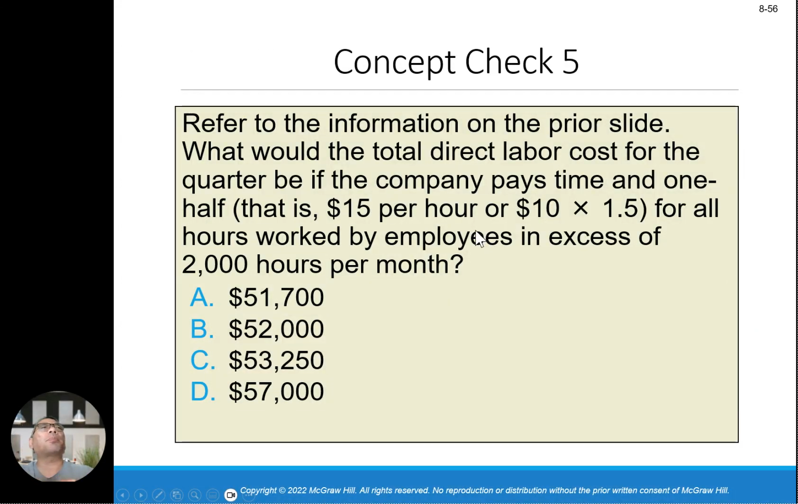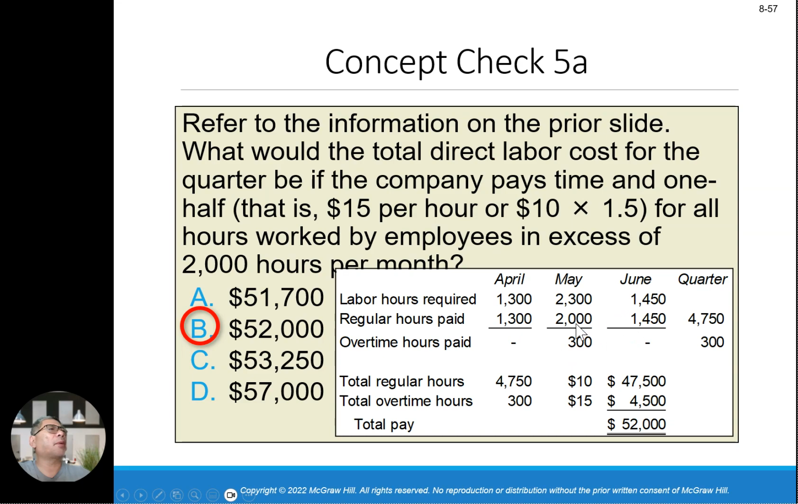Refer to what information, the price chart. What would the direct labor cost of the quarter be if one and a half times the rate, $15, is paid for all the hours worked by an employee in excess of 2,000 per month? Either A, B, C, or D. So the answer for this question, take your best guess, okay? It will be B.